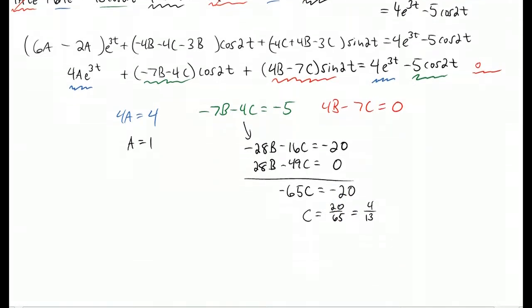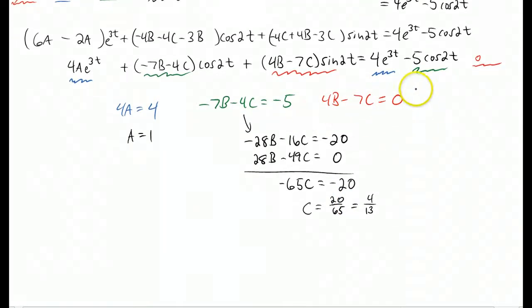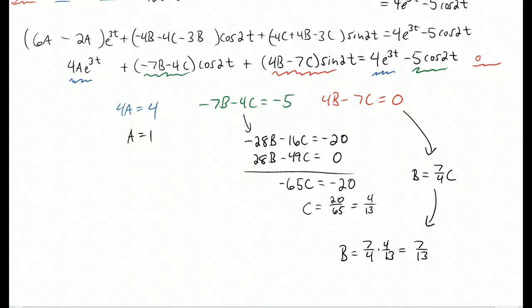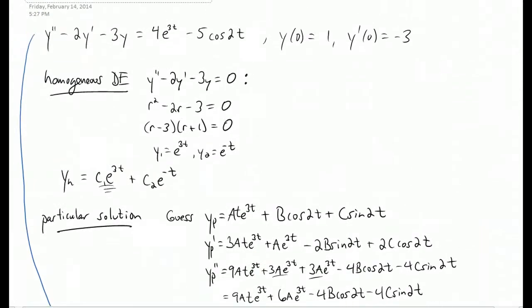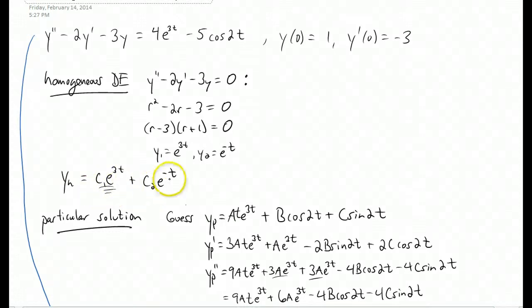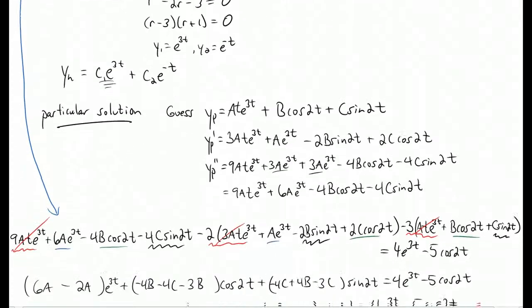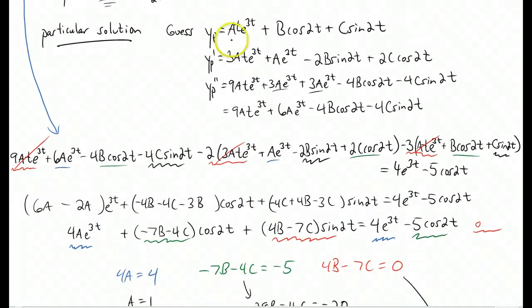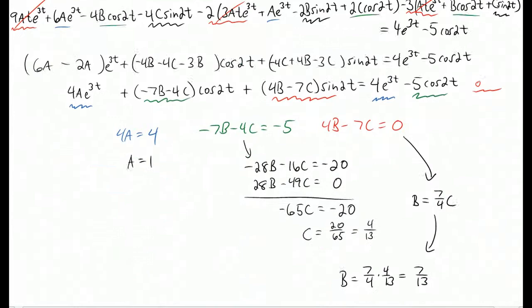Now we can take that c value and plug it into either equation. I'm going to use this one right here because this is easy to solve for b. Okay, so what did we do so far? So far we solved our homogeneous differential equation, found it right here. And we made a nice guess for a particular solution right here. And then we found the a, b, and c values that make that particular solution work.